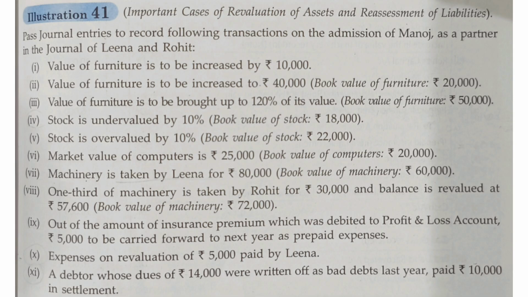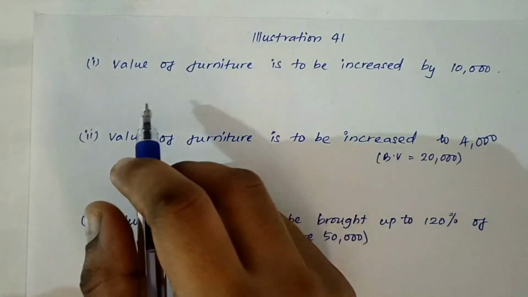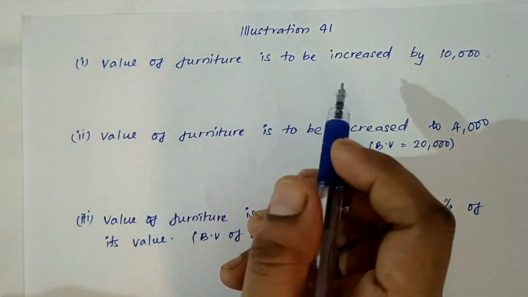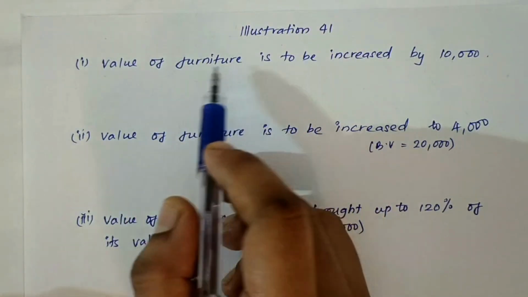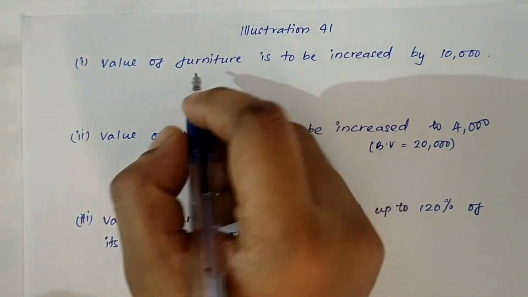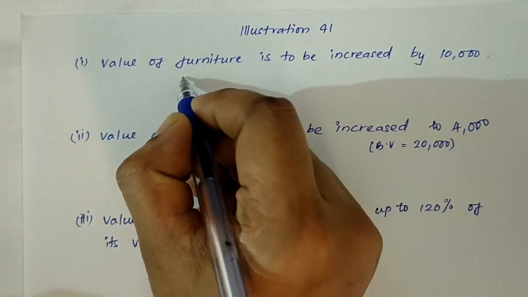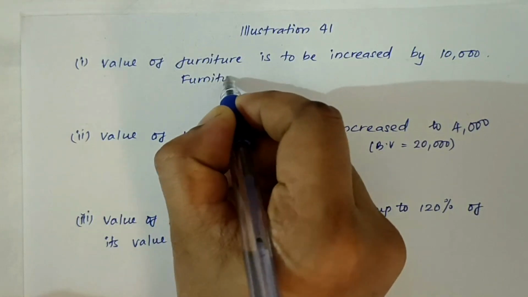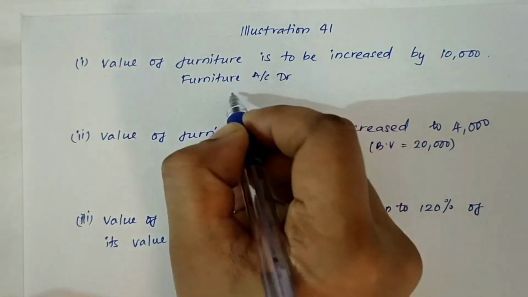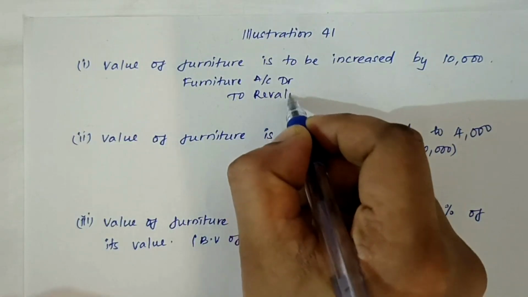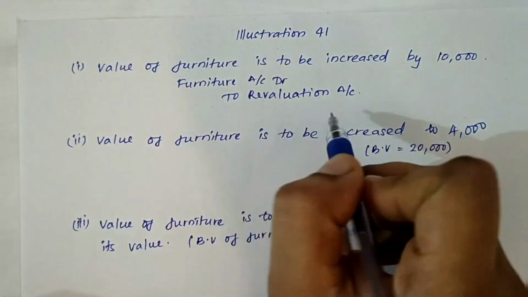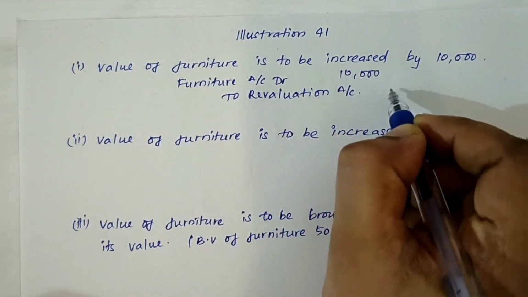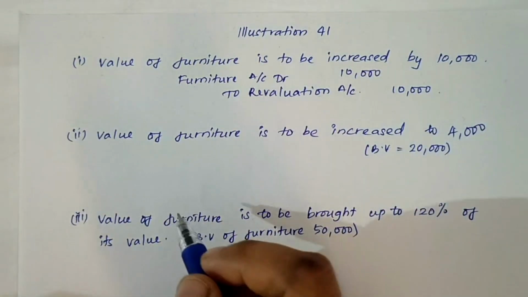Illustration 41. Few cases of revaluation of asset and reassessment of liabilities are given. So let's do it. The first one is: value of furniture is to be increased by 10,000. It's a direct question. There is an increase in the value of an asset, furniture, by 10,000. If there is an increase in asset, it is asset account debit to revaluation account. So it's furniture account debit to revaluation account by 10,000, which means the amount is 10,000.